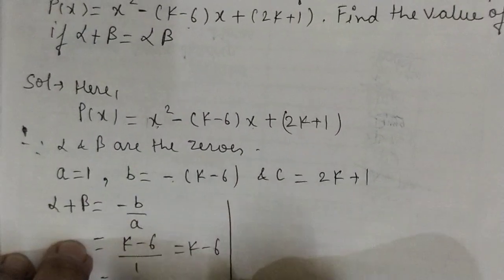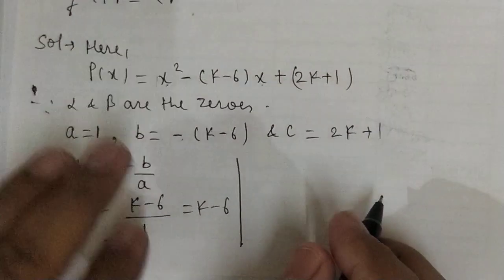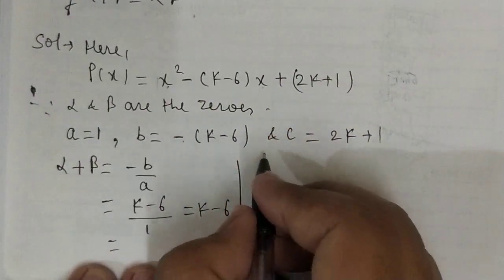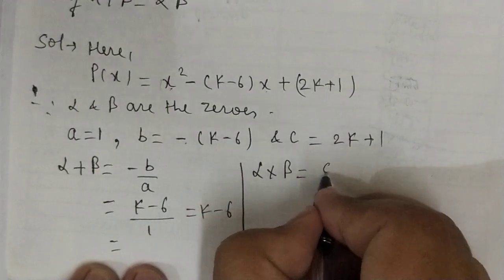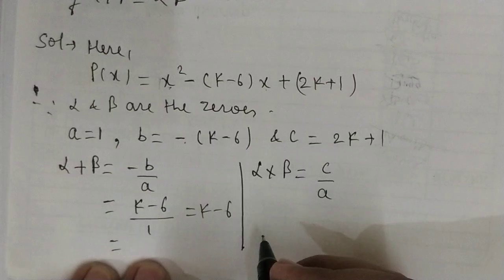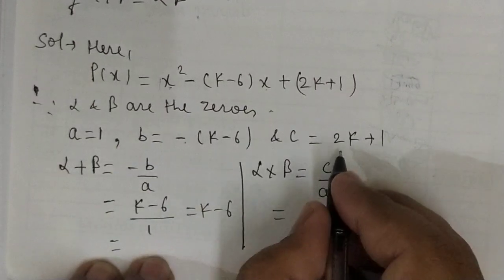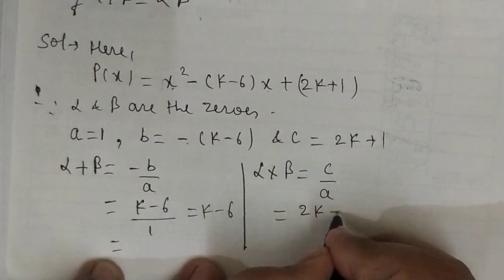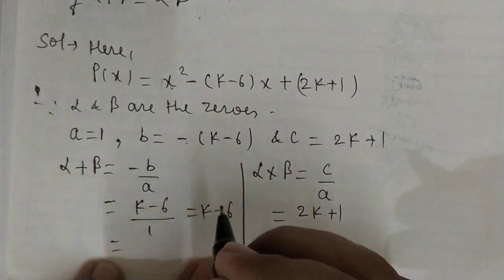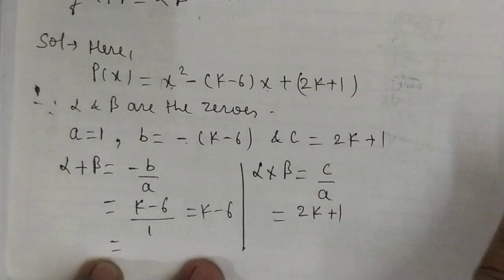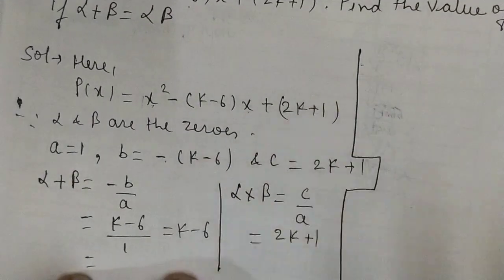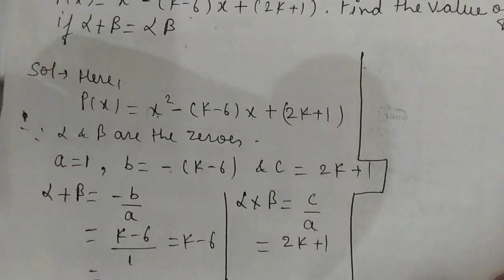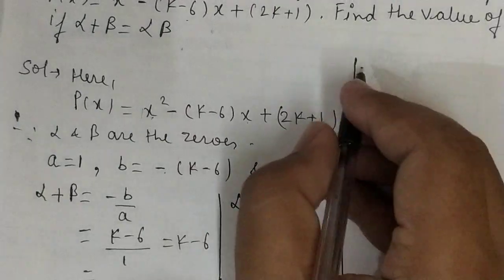In the same way, you can find the value of alpha into beta. Alpha into beta means product, and product is given by c by a. What is the value of c? 2k plus 1, and a is 1, so I am writing directly. Now in the question, what we have to do? We have to find the value of k. Now in the question one condition is given. What is given?